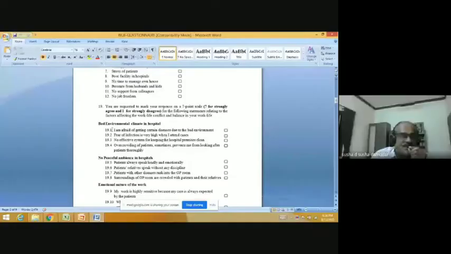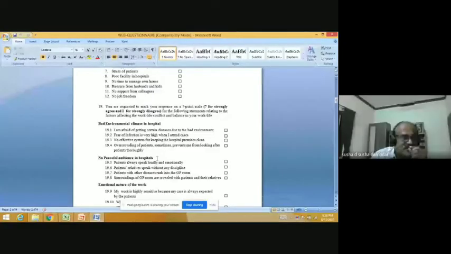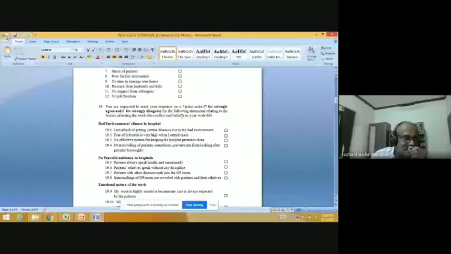So many variables are to be measured by using different statements. 4 statements were used for the measurement of this variable, bad environment and climate in hospital. Again, 4 statements were used for the measurement of this qualitative variable, no peaceful ambience in hospital. Which scale we use? We use interval scale. 7 for strongly agree, 1 for strongly disagree.